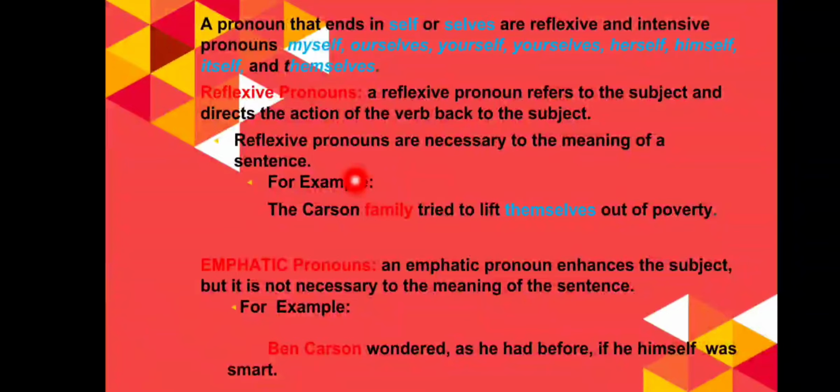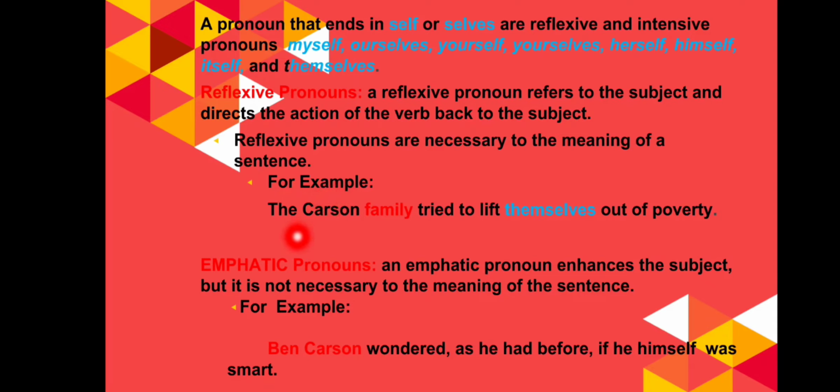Now let's see more about reflexive and emphatic pronouns. A pronoun that ends in self or selves is reflexive or intensive. Intensive pronouns are another name for emphatic pronouns. Myself, ourselves, yourself, yourselves, himself, itself, and themselves. Reflexive pronouns refer to the subject and direct the action of the verb back to the subject. Reflexive pronouns are necessary to the meaning of a sentence.